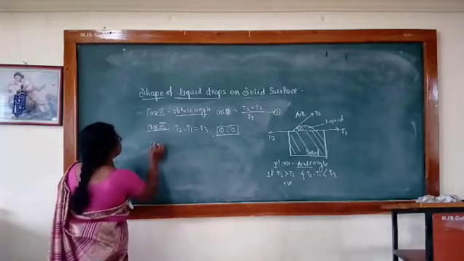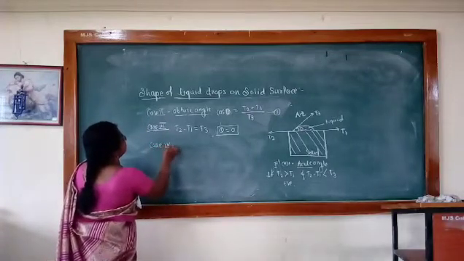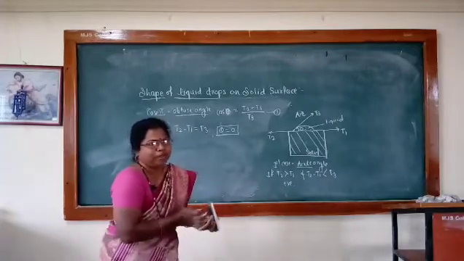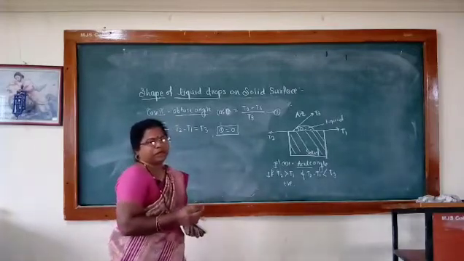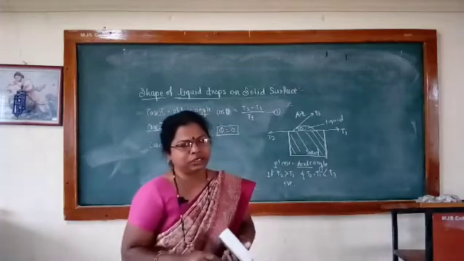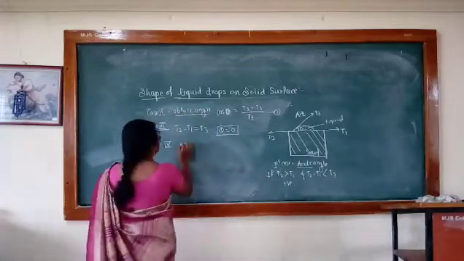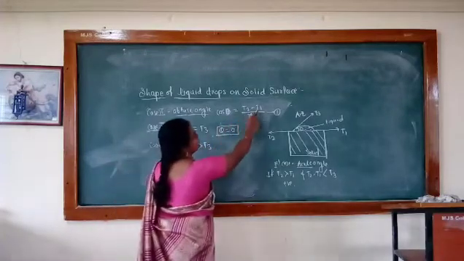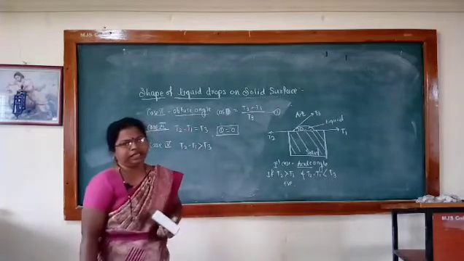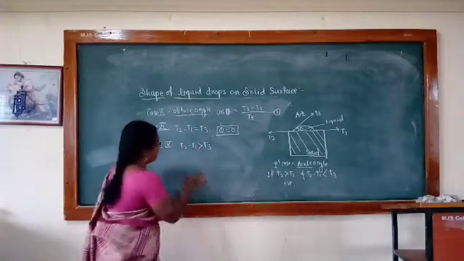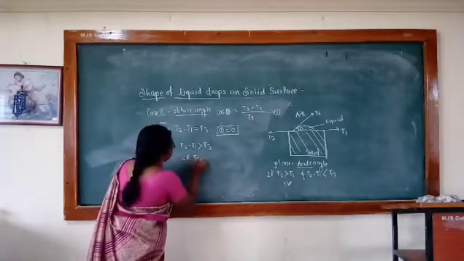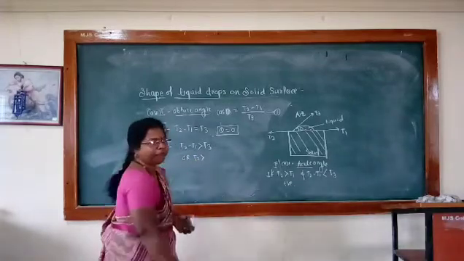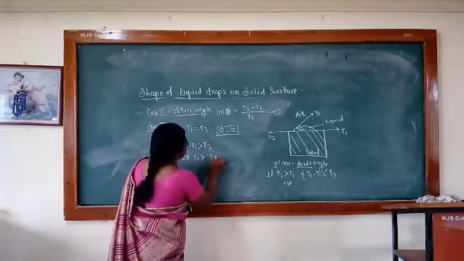Next, one more, that is case 4. In this case T2 minus T1 is greater than T3, or T2 is greater than T1 plus T3.